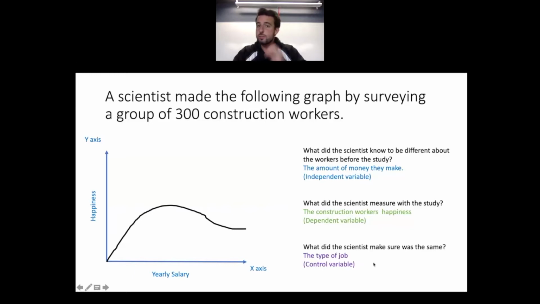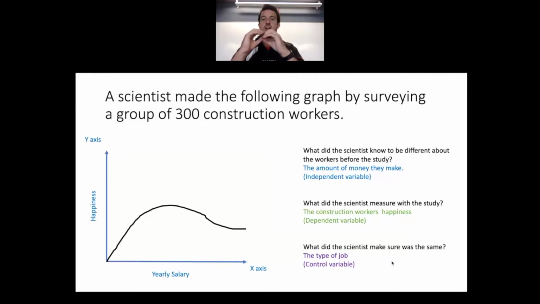And then the other thing that makes a good experiment is that you want to have a bunch of control variables. You want to make sure that the only two things that are unique is the construction workers' pay and then looking at their happiness.